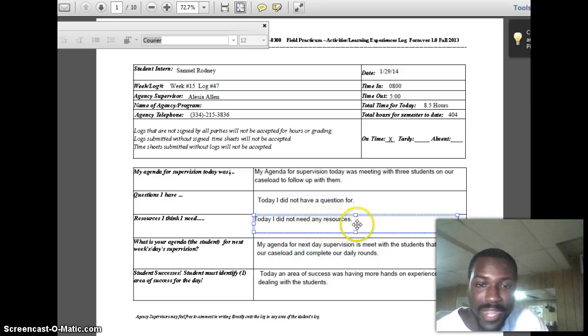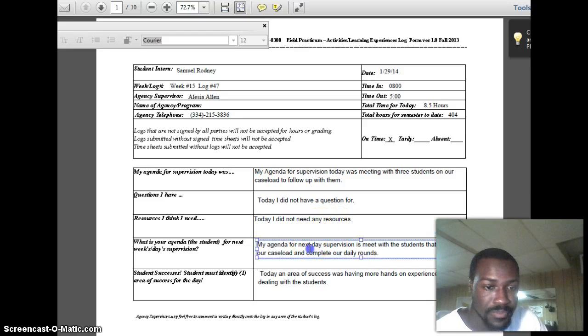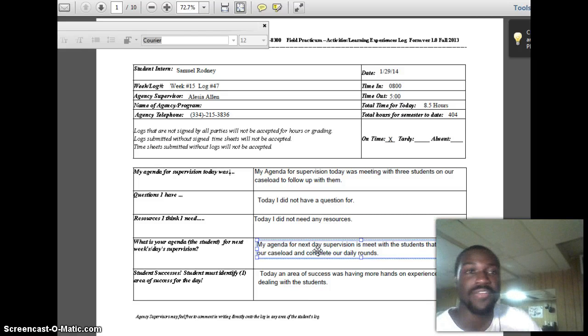I never had to write that I needed any resources, and basically what I put here is what I'm gonna do for the next day. If I know my supervisor said we're gonna go to a conference, or if my supervisor says she's gonna let me see two clients and do a biopsychosocial or write a quarterly assessment on that client, then I'm gonna put that right there.